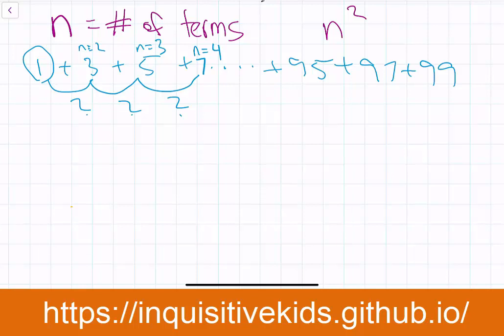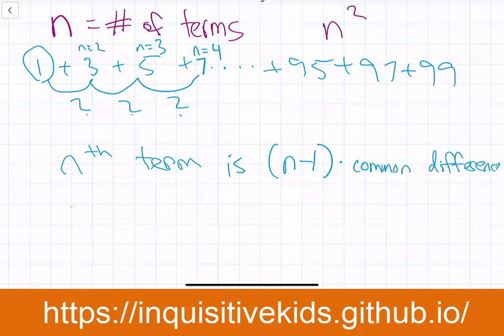So we can write down that the nth term is n minus 1 times the common difference more than the first term. So this might be a little confusing, so I'm going to rewrite this in mathematical terms. The first term in this case is 1.